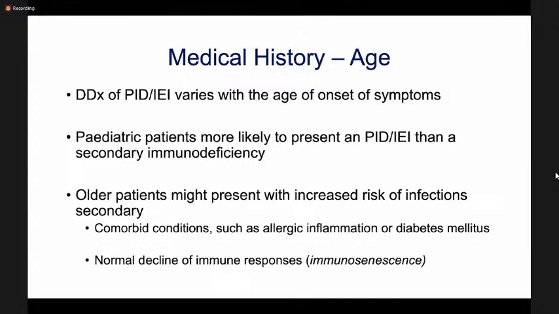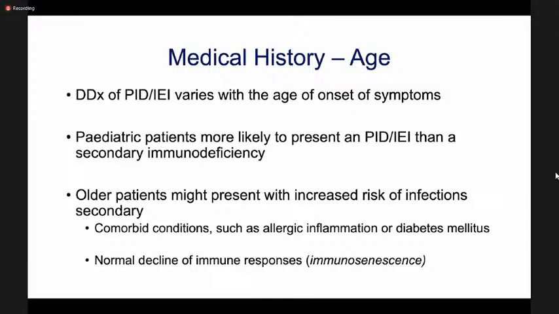Most of the time you don't get this unless the patient has an underlying disorder like a malignancy and then they're on chemotherapy. If they don't have any of that, then most likely if they're presenting with features of an immunodeficiency, it's likely to be a primary immunodeficiency. For older patients, they're more likely to have an acquired immunodeficiency.